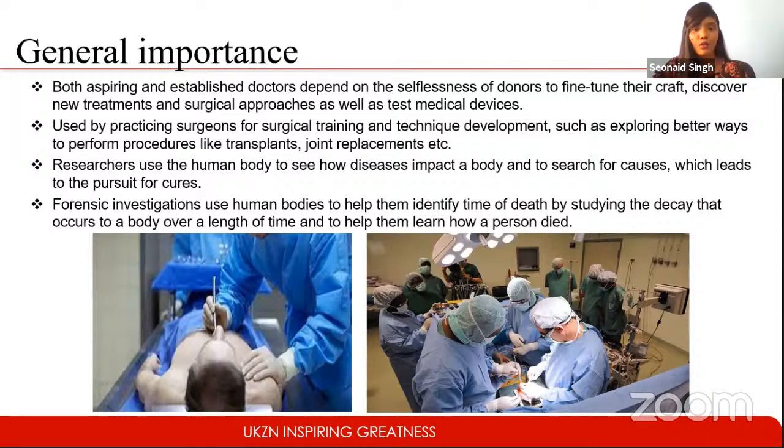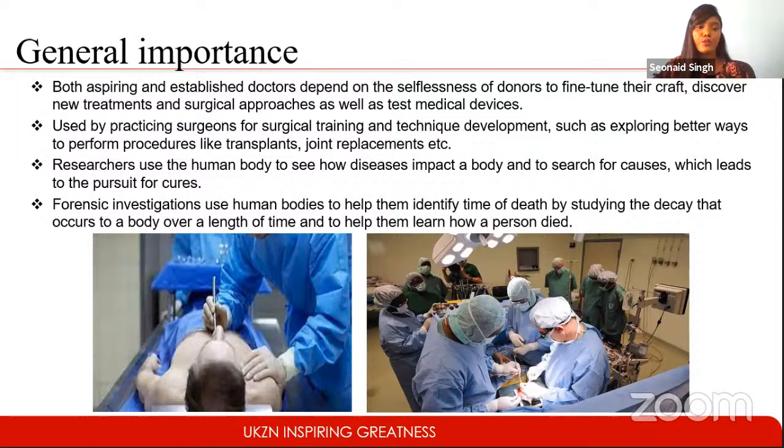Whole body donations are also used by practicing surgeons for surgical training and technique development, such as exploring better ways to perform procedures like transplants, joint replacements, etc. So, having access to the cadavers gives them the experience that's necessary to learn how to implant a device in a patient's spine, heart, or brain. And I'm sure you would prefer having a surgeon who has practiced a procedure on a cadaver first before performing it on you for the first time.